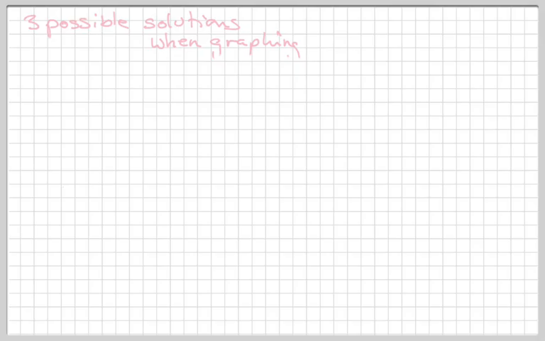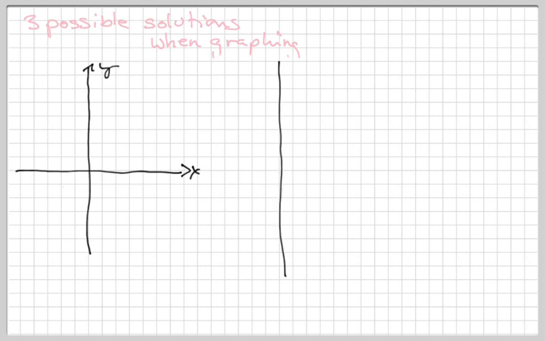Okay, now we got to look at our solutions. I said we have a solution that is x and y, the ordered pair. But that doesn't always hold true. There are actually three different solutions, three different cases. Let me do three coordinate systems.